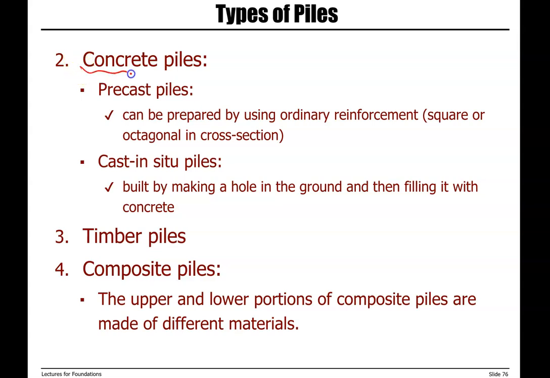Next, we have concrete as a material used in the construction of piles. When talking about concrete, then we have two types of products. It can be a precast pile or cast in place piles. Precast piles, the construction method is pile driving. It can be prepared using ordinary reinforcement, and the two common cross sections are square and octagonal cross sections.